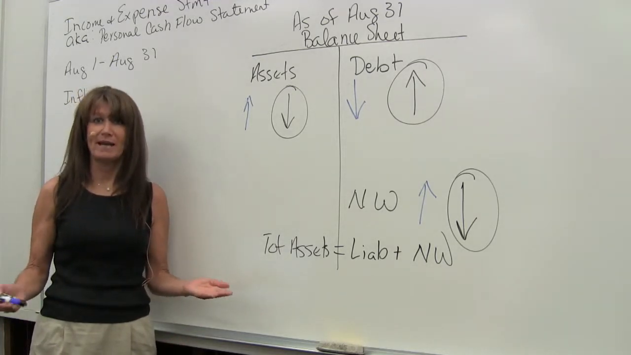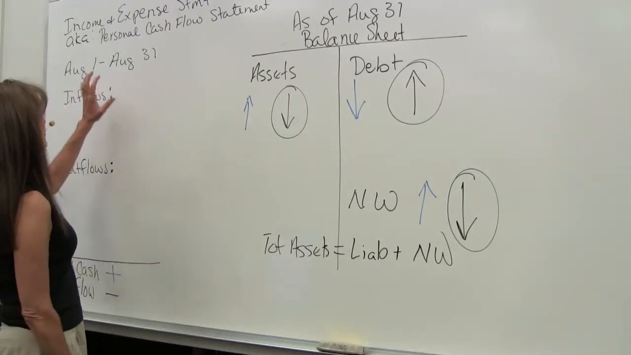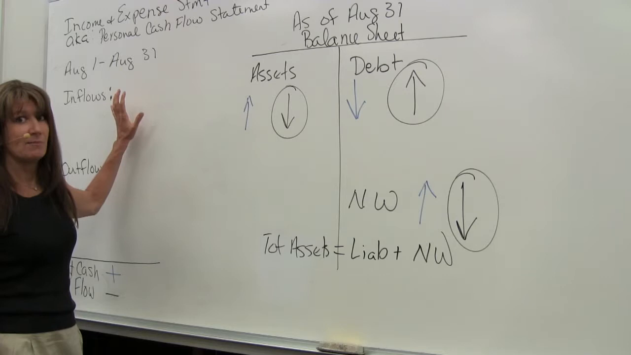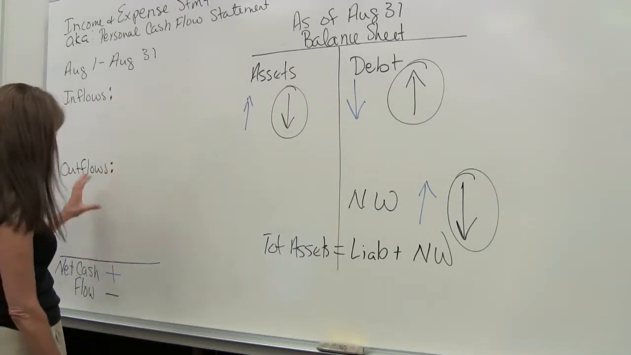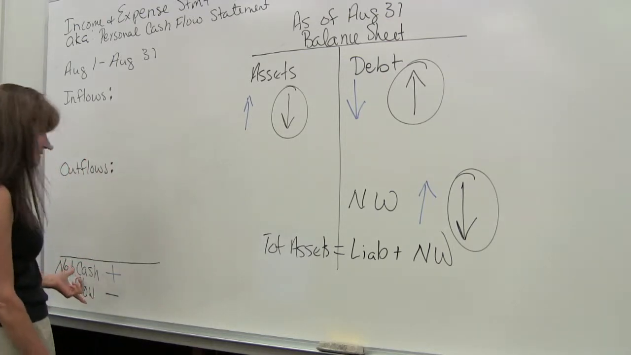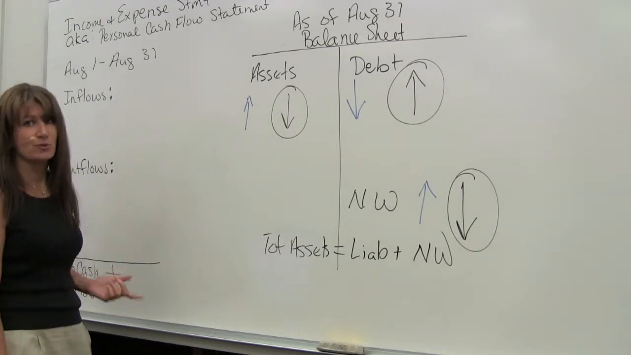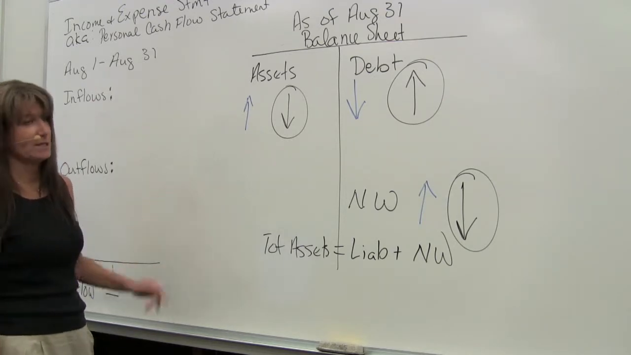Don't worry about that. The important thing to remember is what we're looking at here are your inflows, which is money that flows in every month that you have available to spend. And then outflows, which are all your expenses. The bottom line from this is net cash flow. And net cash flow is really important. We'll talk about that in a few minutes.